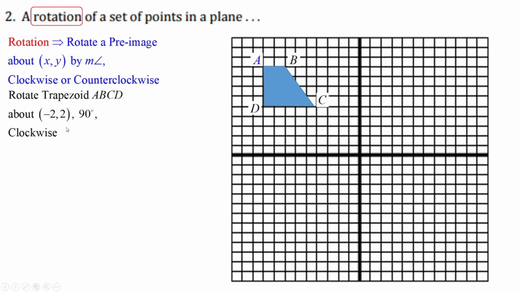So we're going to rotate trapezoid ABCD about the point (-2, 2). So let's find (-2, 2). Here's the origin, -1, -2, and then up 1, 2. Right there. And we're going to rotate 90 degrees. So here's what we need to do here. Let's pick an anchor point. And I usually start with the simplest one, so I bet you I started with point C right here. Oh, no, I did the A right here.